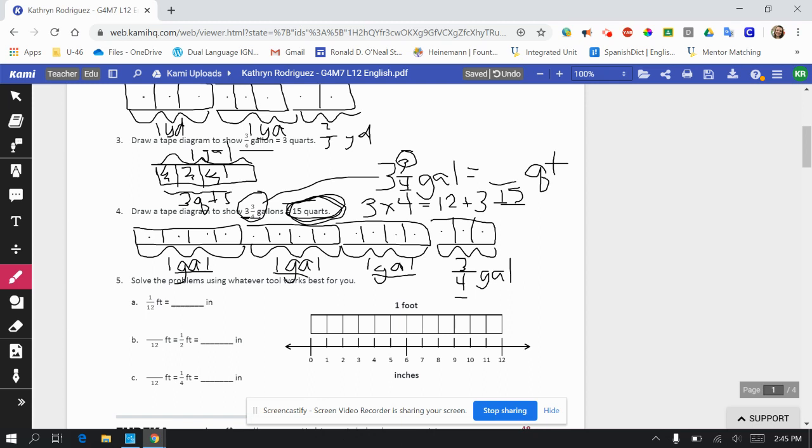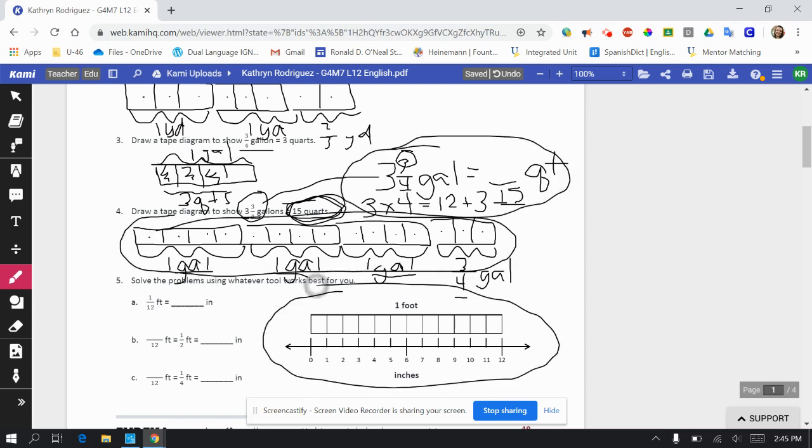All right, number 5, we'll be looking at feet and inches. So solve the problems using whatever tool works best for you. So you might draw tape diagrams, you might use numbers. I am going to go ahead and use this picture. 1/12 of a foot. I'm going to color that in. This is 1/12. I know it's 12 because I'm looking down here. It's 12 pieces. 1/12 is just 1 inch.